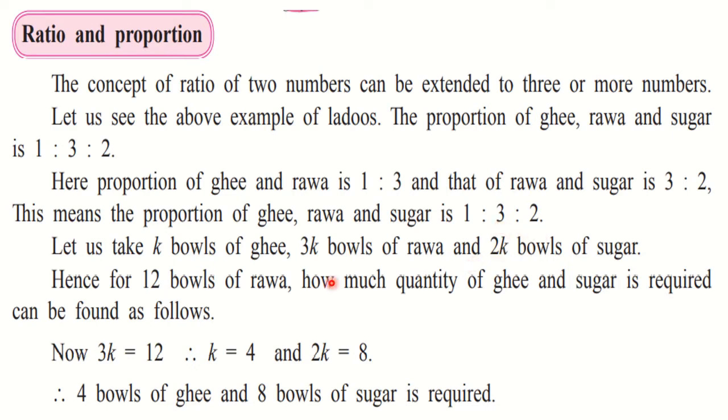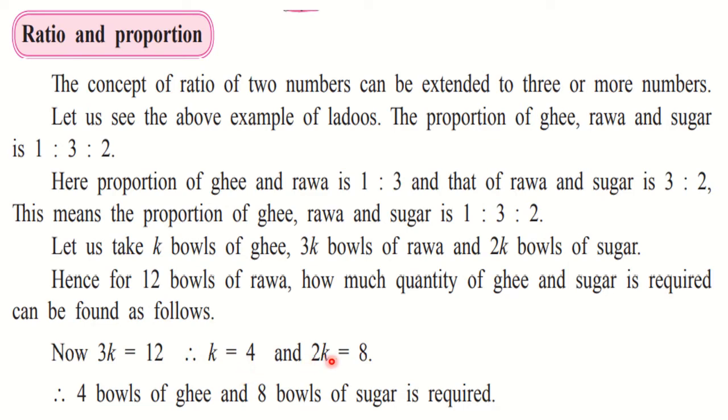So here, if 12 bowls of rava are given and they have asked us the quantity of ghee and sugar. Where is ghee? Ghee is in the first place and rava is in the second place, where we have 3. So for rava we have 3k. The value of 3k is 12, and therefore k is equal to 4. That means the constant number we got is 4.